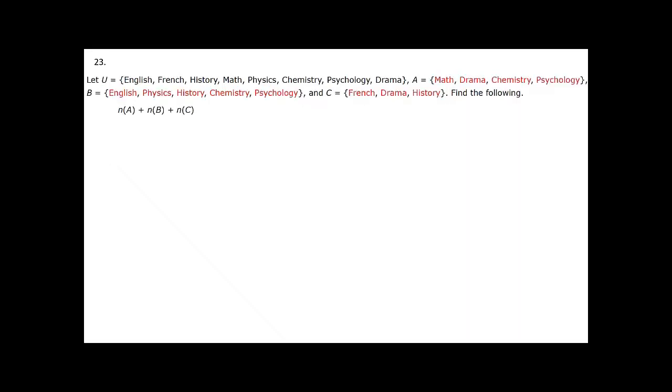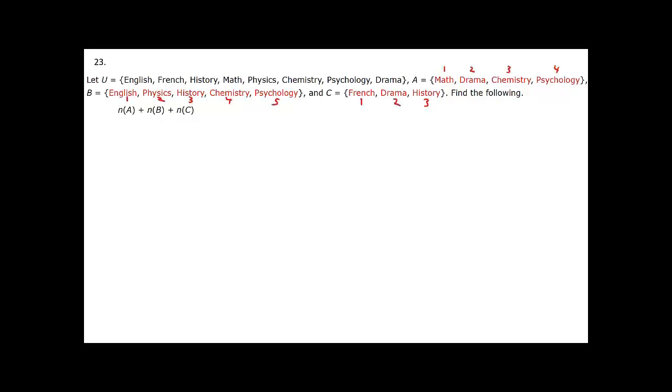23. Let the universal set be the same as before, the set of English, French, history, math, physics, chemistry, psychology, and drama, and they've given you some other sets. And this time they want you to find the number of elements in set A and add it to the number of elements in set B, and then add that to the number of elements in set C. So you just need to do the count.